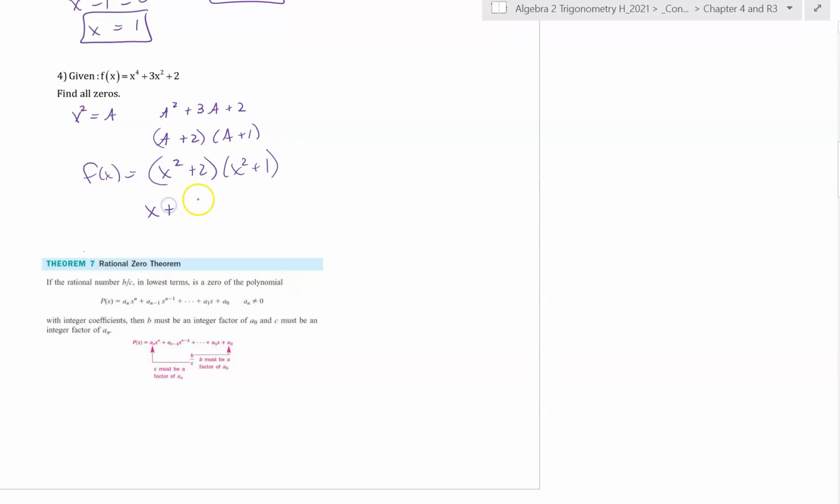You could say x plus root 2, but you'd need an i. x minus root 2, and you need an i. x plus i and x minus i. So you have a fourth degree, and you have 4 complex zeros. x equals plus or minus i root 2, and x equals plus or minus i. But again, I think that would have been difficult if you weren't able to factor that one.